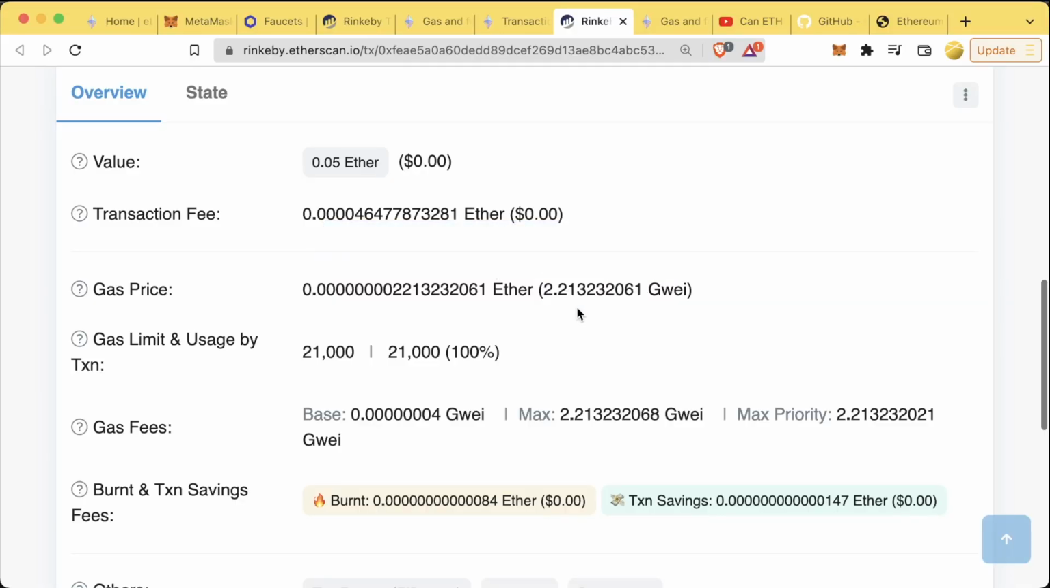Now your transaction might, of course, be a little bit different. Then additionally, we have a max priority fee. This is going to be the max gas fee that we're willing to pay, plus the max tip that we're willing to give to miners.